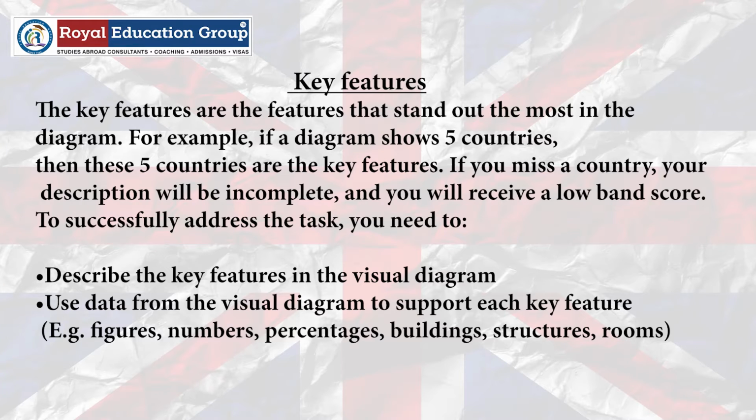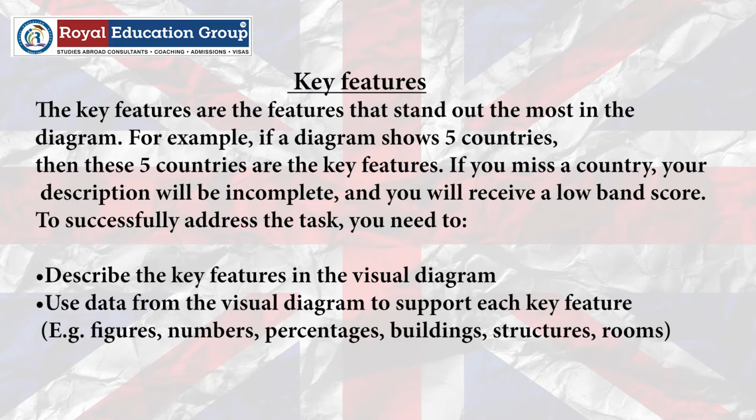The key features. In your Writing Task 1 response, you must present the key features and use data to support your description. The key features are the features that stand out the most in the diagram. For example, if a diagram shows 5 countries, then these 5 countries are the key features. If you miss a country, your description will be incomplete and you will receive a low band score. To successfully address the task, you need to describe the key features in the visual diagram and use data from the visual diagram to support each key feature.